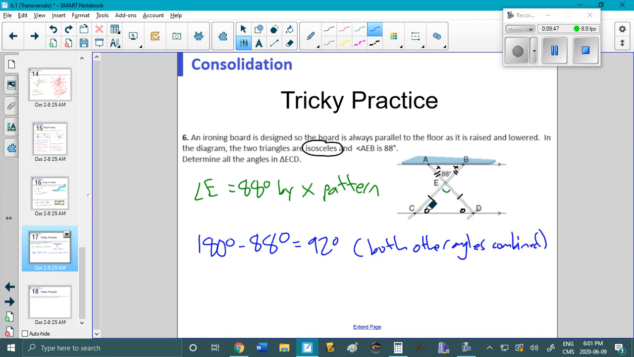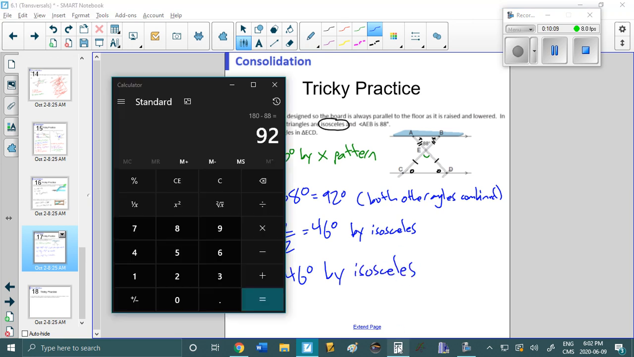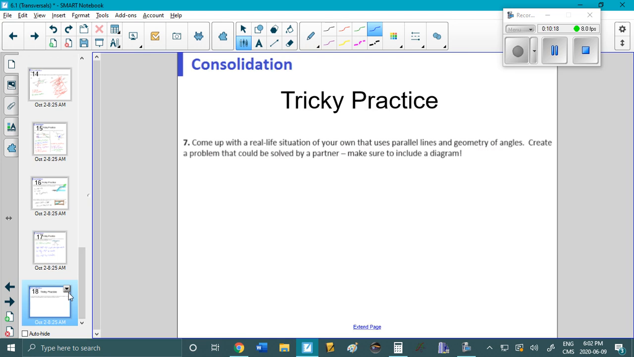Now what if we just wanted to find one of them? Well, angle C would be half of that, 46 degrees by isosceles. And angle D would also equal 46 degrees by isosceles. Now to make sure we're correct, let's add them up. 88 plus 46 plus 46, 180. Good to go.